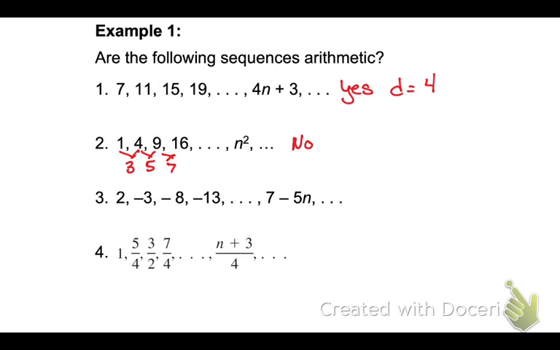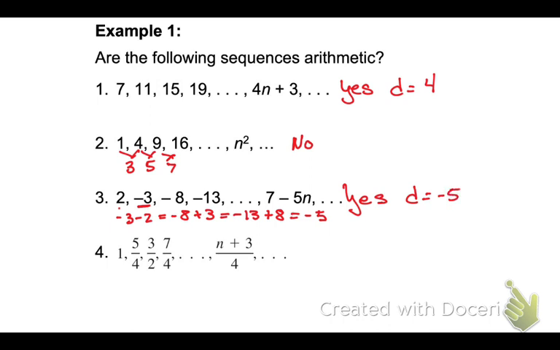And how you find that is you take the second minus the first. So negative 3 minus 2 should equal negative 8 minus negative 3, so you add, right? Which should equal negative 13 minus negative 8. And they all get negative 5. So second minus the first should give you your difference every time. And then third minus the second, fourth minus the third, and fifth minus the fourth.